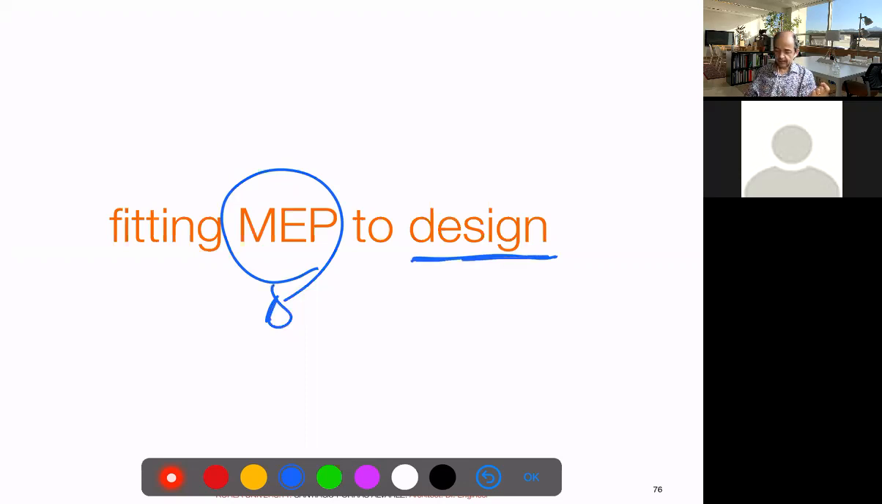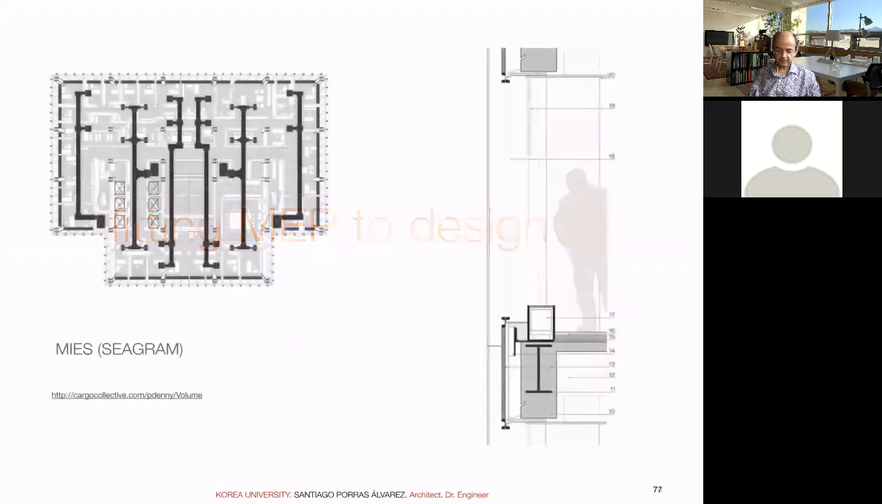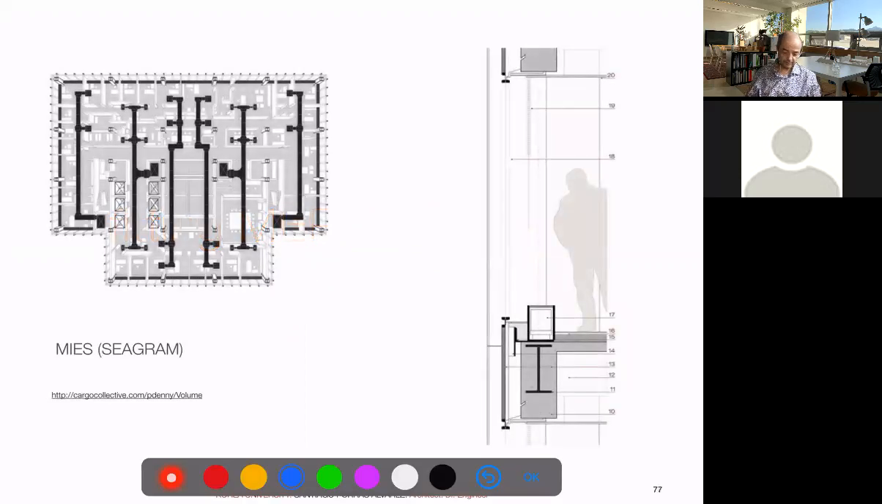So I wish we also get that idea that a beautiful building has a beautiful MEP system, at least something which is consistent, not something you apply there without thinking, like forced from somebody else. So I brought some examples. This is Seagram Tower by Mies van der Rohe. What's the virtue of this building?